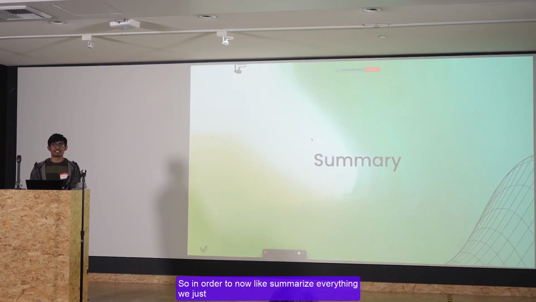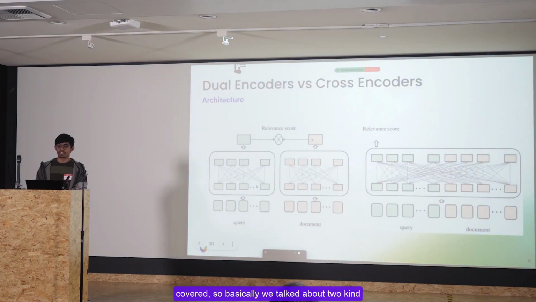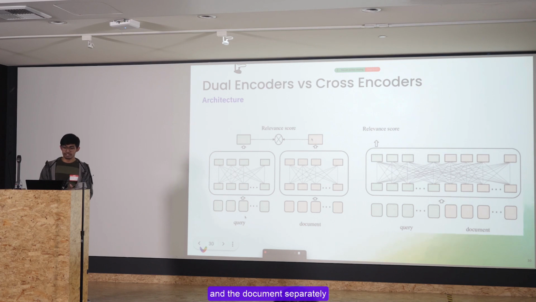In order to now summarize everything we just covered, we talked about two kinds of architectures: a dual encoder architecture and a cross encoder architecture. The dual encoder architecture encodes the query and the document separately, and then computes a relevance score out of it, whereas the cross encoder architecture would simply encode both of them together, allowing full interaction between a query and a document, and then emit the relevance score.